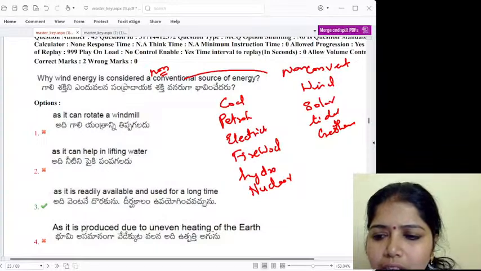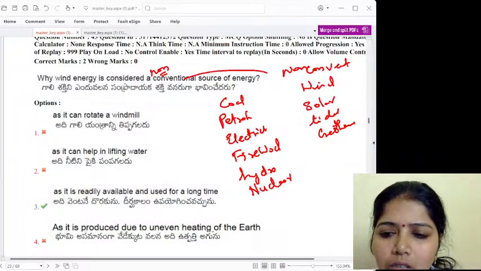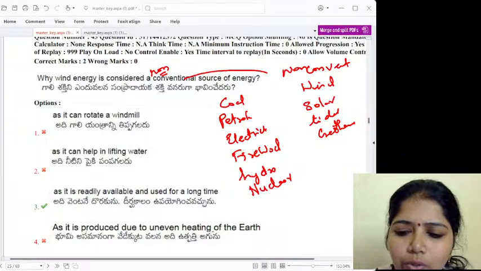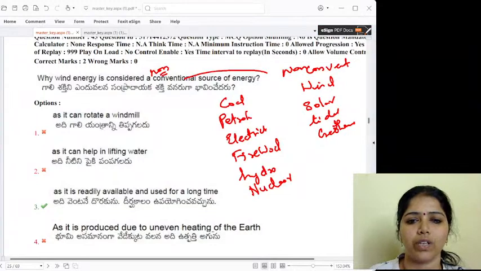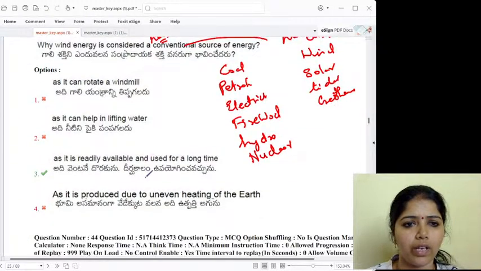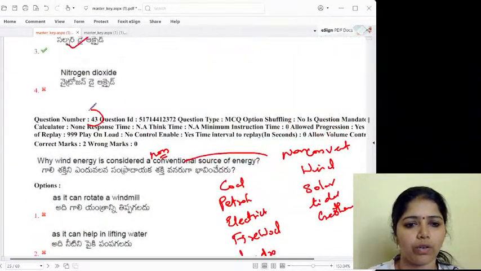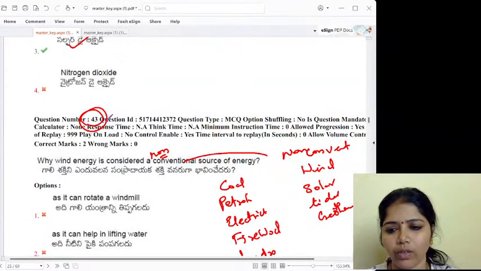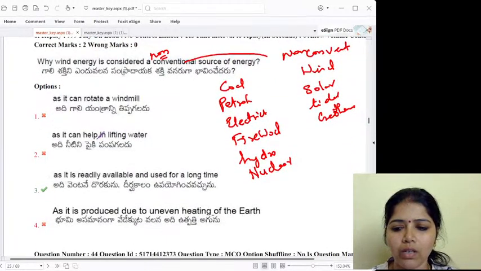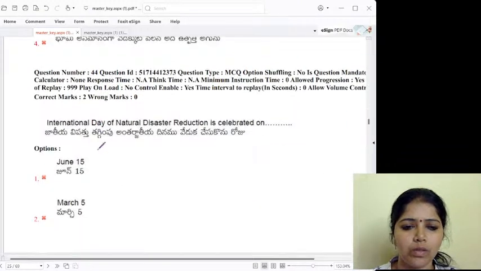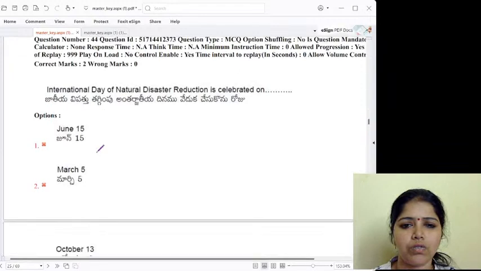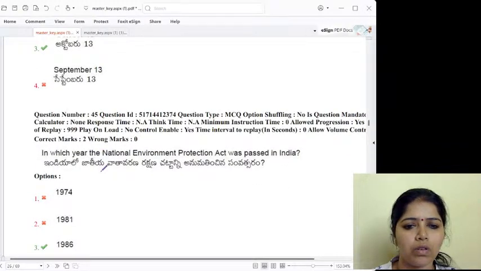Those who are doing, you can check this question. Yes, you can check with this question. Wind energy is a non-conventional source of energy. Okay, next. So this question can also be checked out. Question number 43 can be checked. Taruni, 43 can be checked. Okay, the question itself is a problem. No problem with these questions and all.